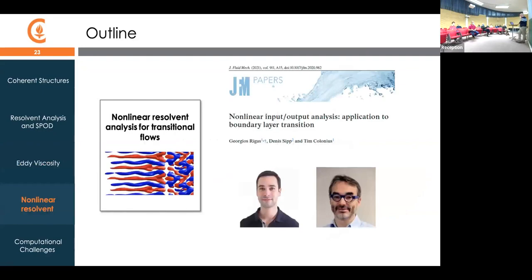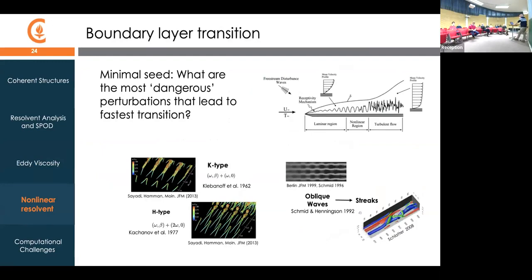Okay, so the next part, and I'm going to go very briefly on this part to economize on time, because this work is going to be presented, I think, by George next week in the workshop. So this was work with George Regas and Yenny Sip, and we were interested in extending the resolvent framework into the nonlinear regime via this kind of harmonic balance approach.